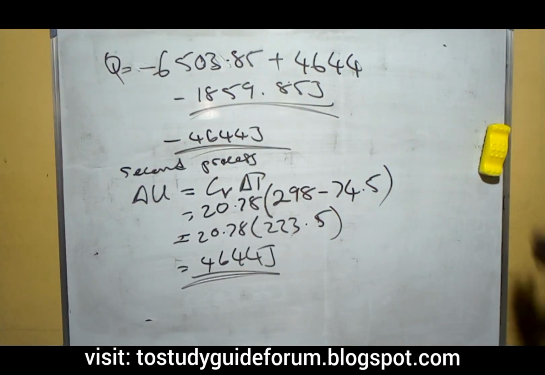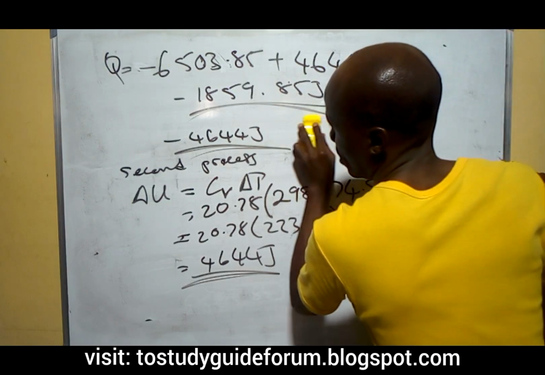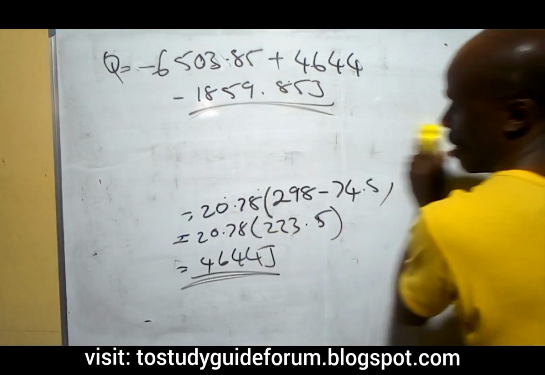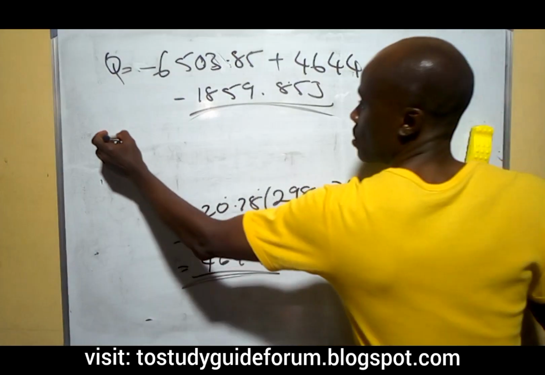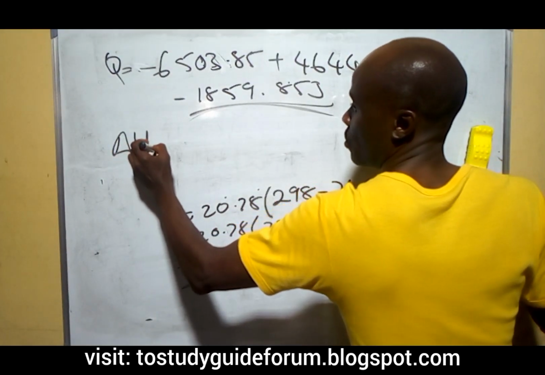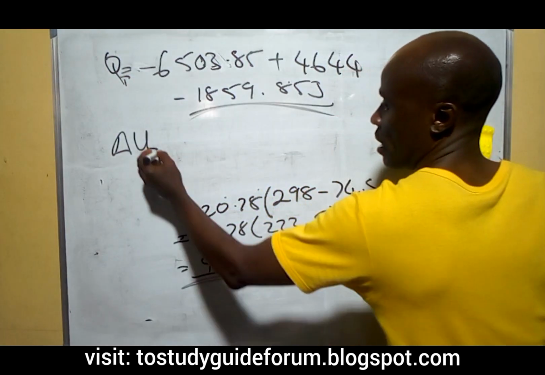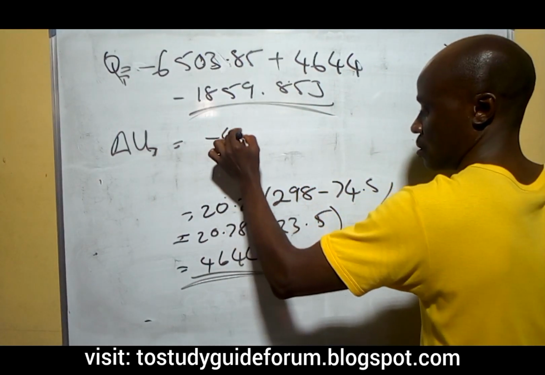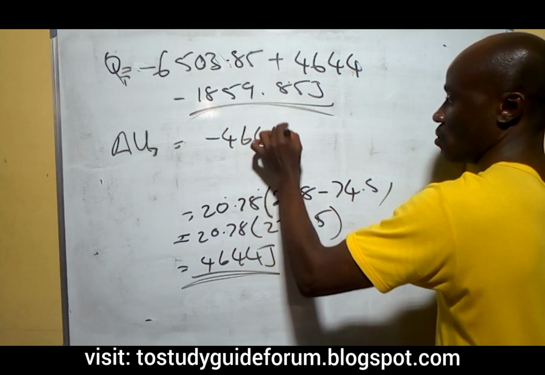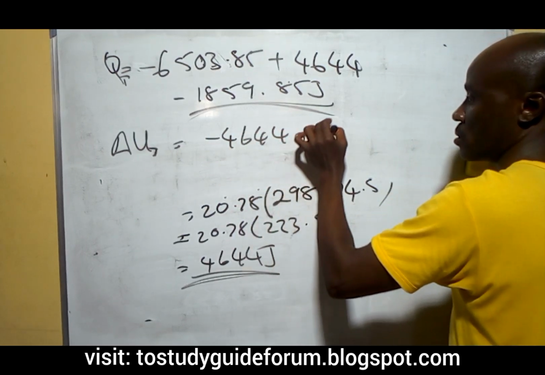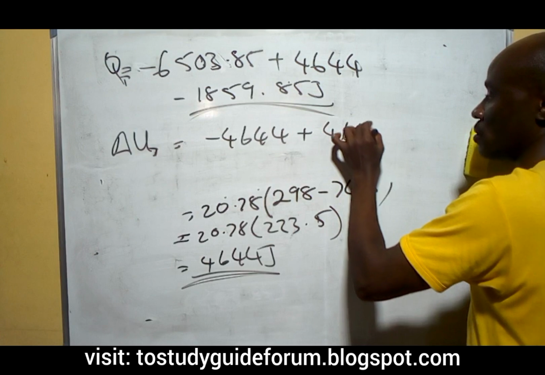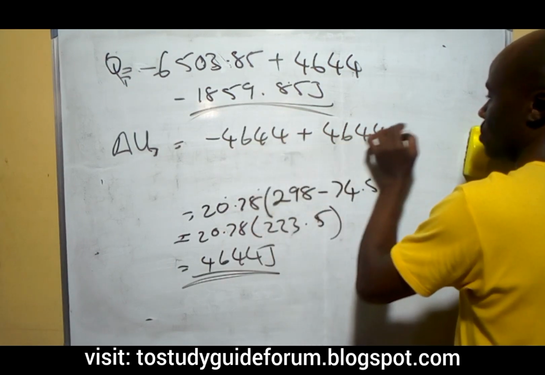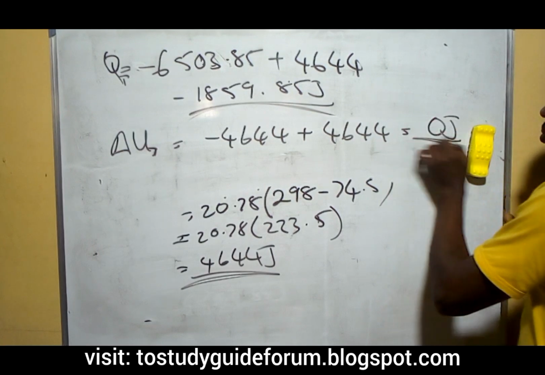Now the total internal energy of the system, you can put T there, we have it to be minus 4644 joule plus 4644 joule too. Then everything will give us 0 joule.